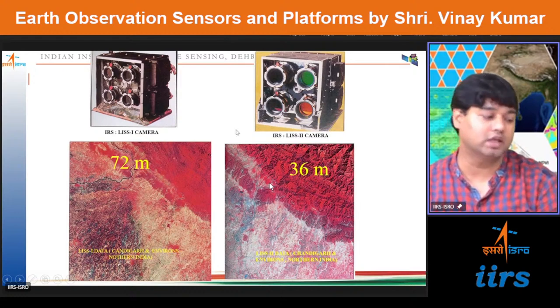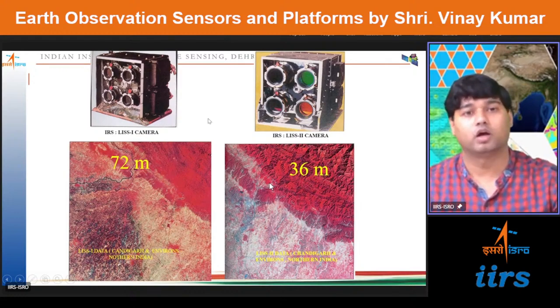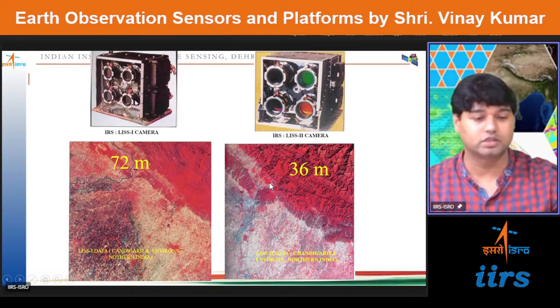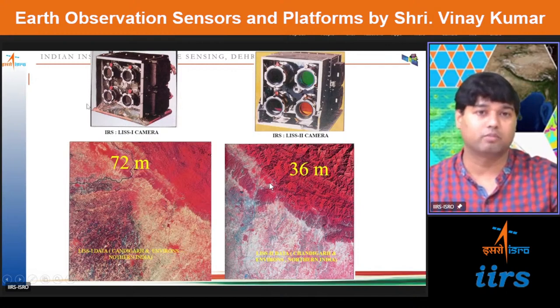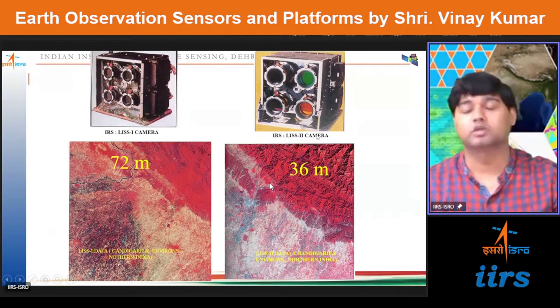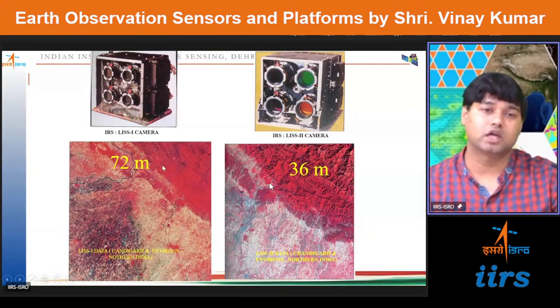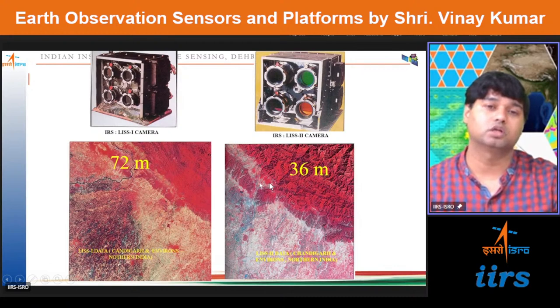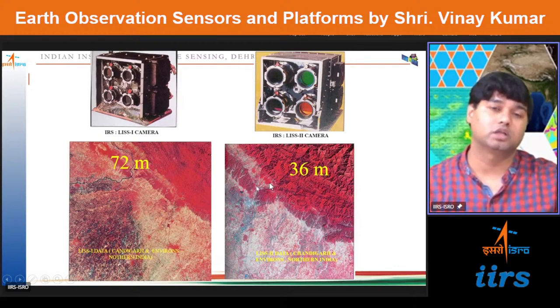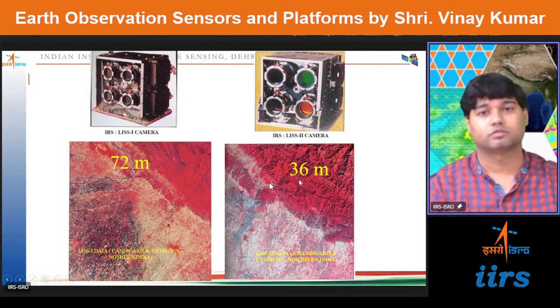Now you can see the different images acquired from different sensors. So this is your LISS-1 camera. This is your LISS-2 camera with 72 meter spatial resolution and 36 meter spatial resolution, how the data sets are appearing. We can interpret some of the features like vegetation, water boundary, some lakes is visible in 36 meter.